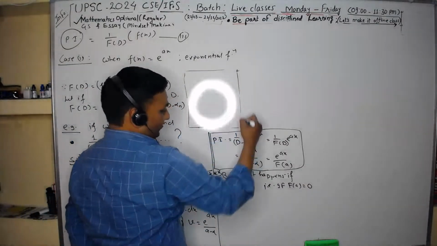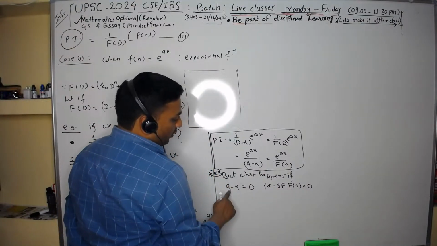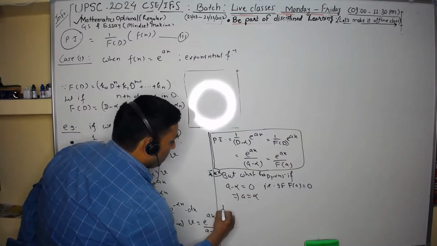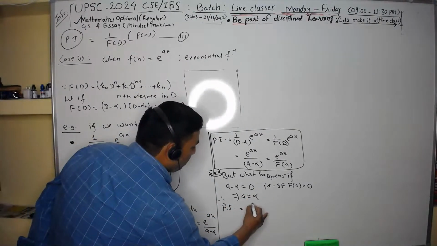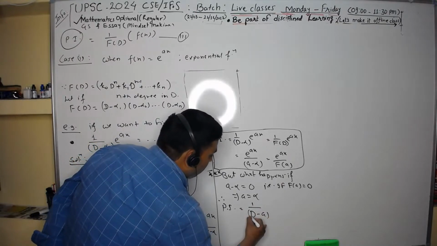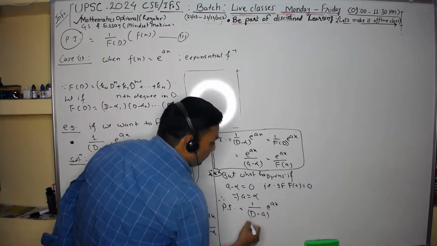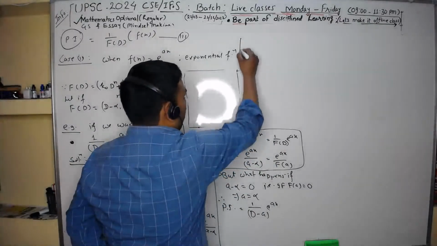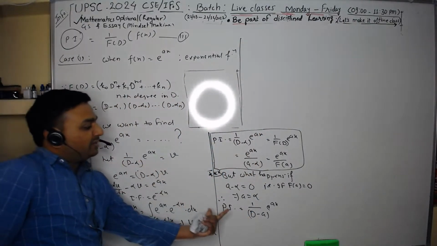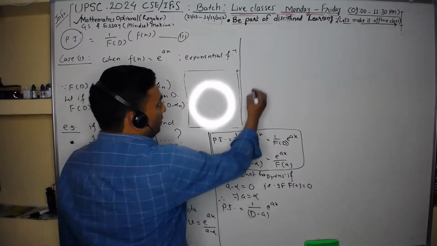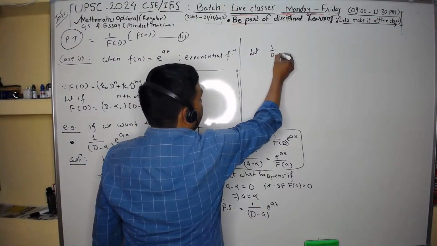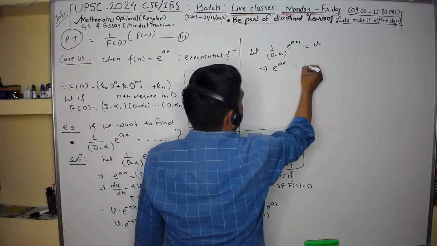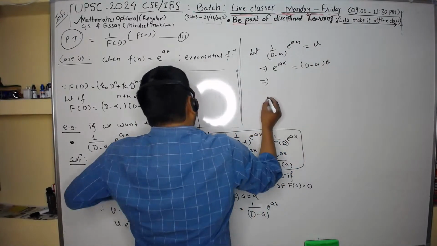Let's start. If f of a is 0, this implies a equals alpha, right? So PI must be of the form 1 upon D minus a, only then will this become 0. The process is what I told you. Now I am interested in knowing what this is. So what I'll do? Let 1 upon D minus a e raised to the power a x be v. So this implies e raised to the power a x is D minus a into v.